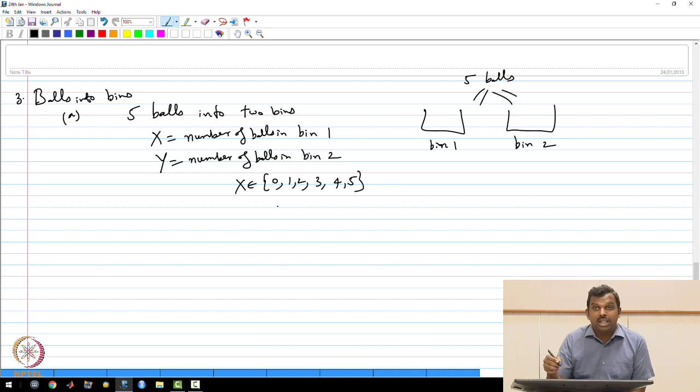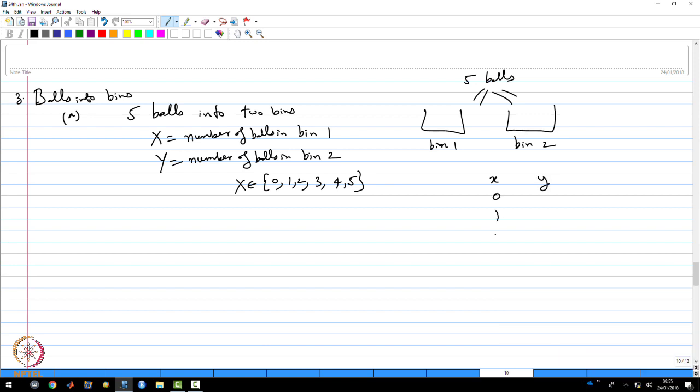And if you look at the joint distribution, one needs to pay a little bit of attention here. Supposing you put x here, y here, and say x is 0, 1, 2, 3, 4, 5. What are the possible values for y? Remember, there are only 2 bins. The ball either went into bin 1 or went into bin 2. So if I say the number of balls in bin 1 is 0, what should be the number of balls in bin 2? It has to be 5. So there can't be any other possibility.